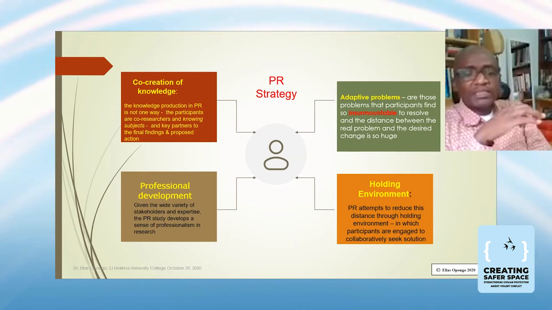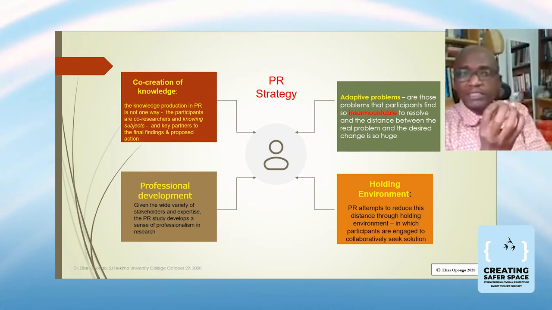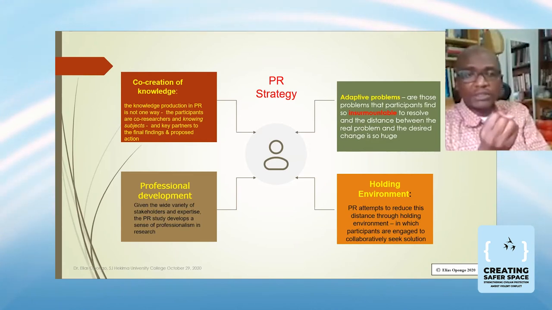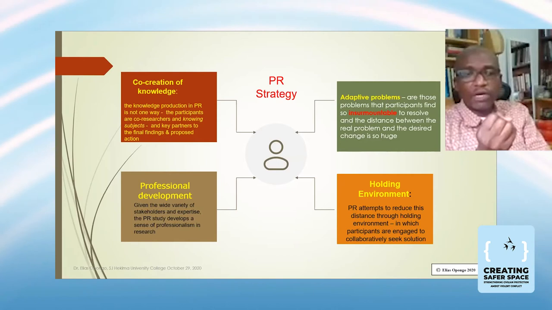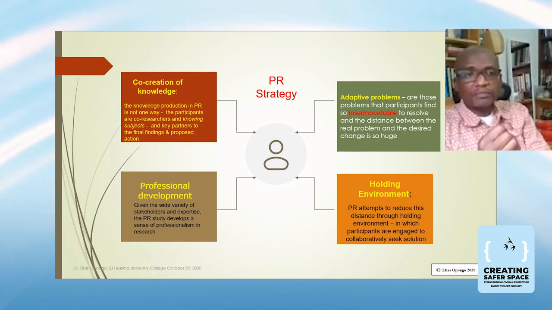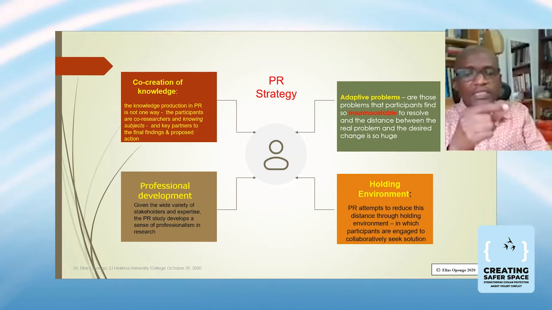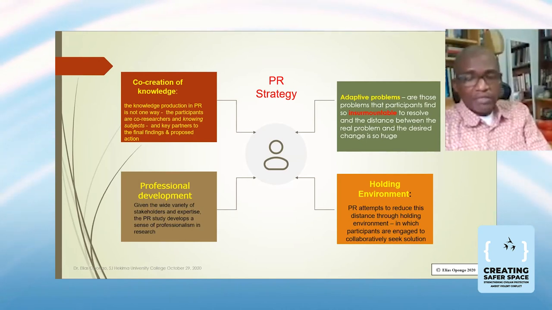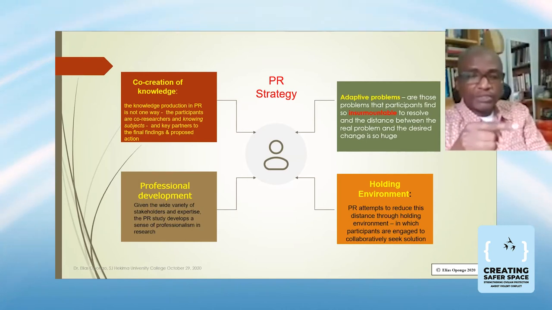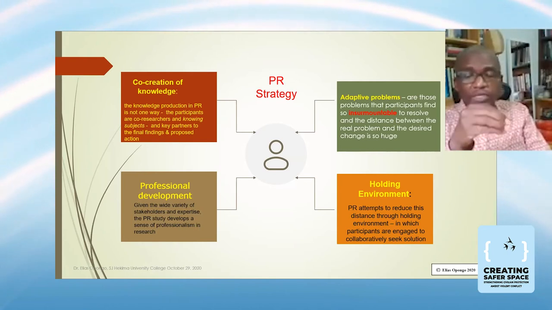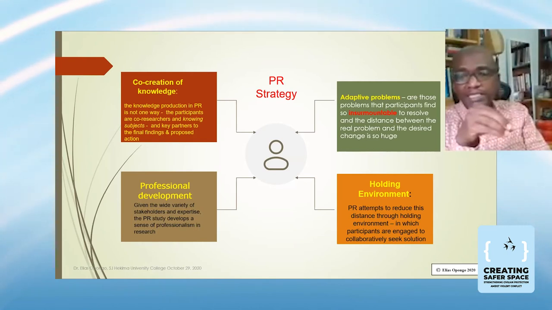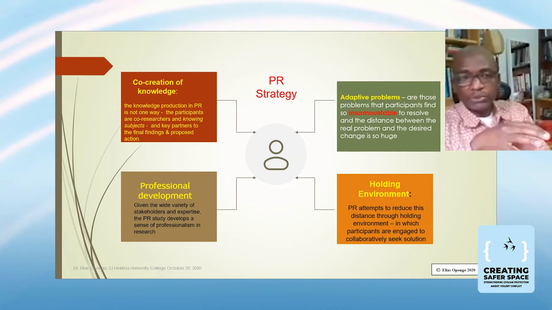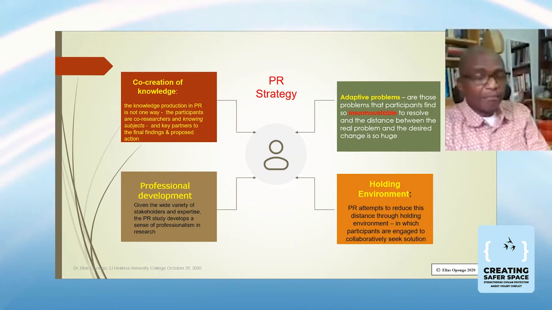Professional development. As you can imagine, this experience will be enriching both for the researcher and also for the community participants. We will increase our professional knowledge on the ground. At the same time, the community will also increase its professional knowledge on the issue that is being tackled, because we are getting deeper and deeper, and we're using a scientific method to get deeper into the issues. So that's really, really important.